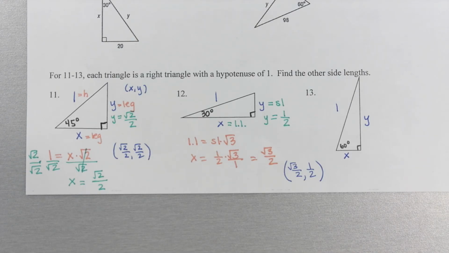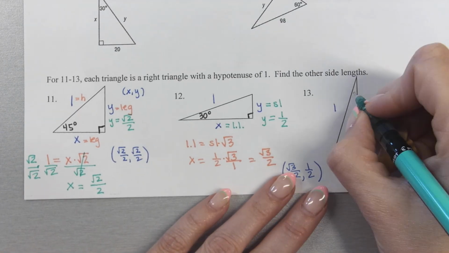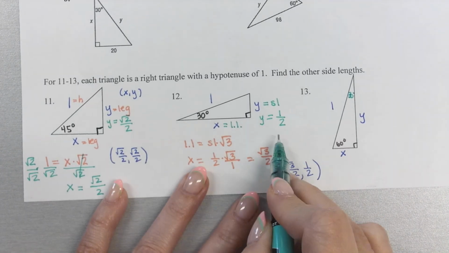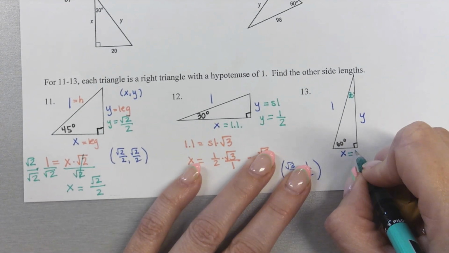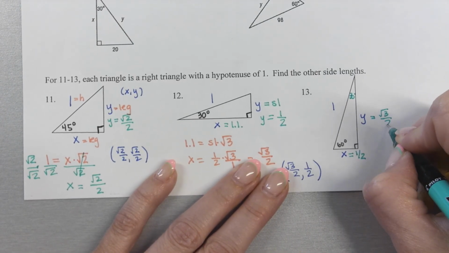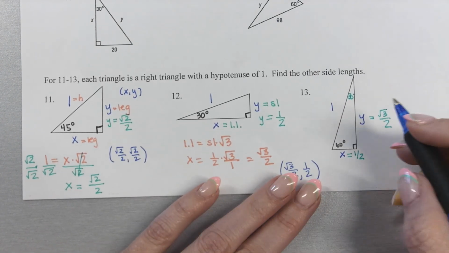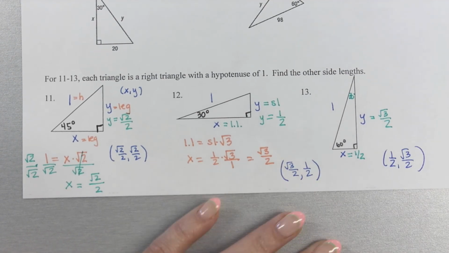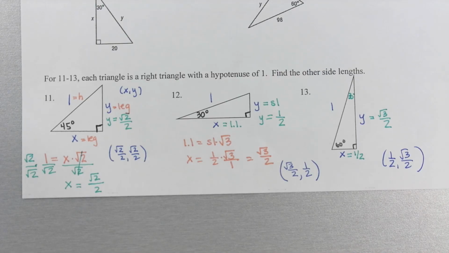1/2. What's my y value? √3/2. Okay, so this is where the 30-degree angle is now, and across from the 30-degree angle is 1/2. Across from the 60, √3/2. Okay, so our point is 1/2, √3/2. Okay, we are gonna come back to this in a few moments.